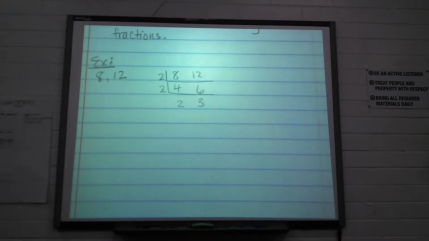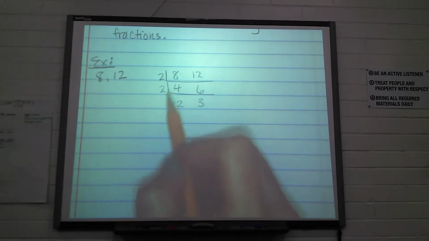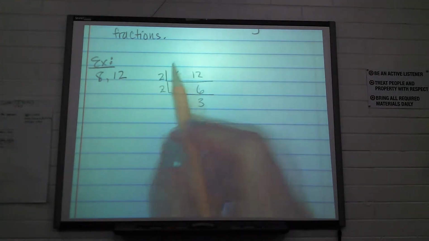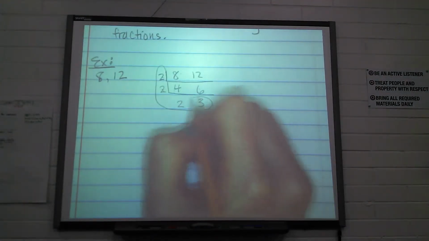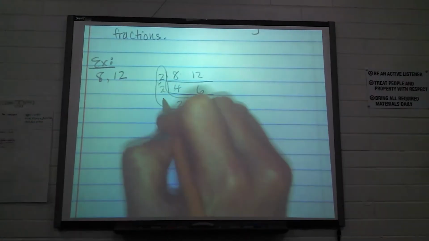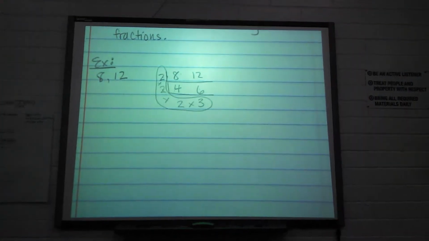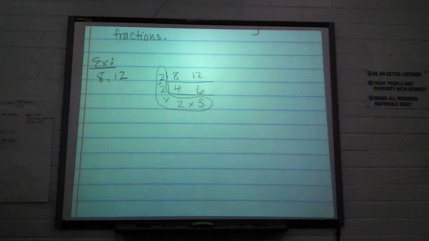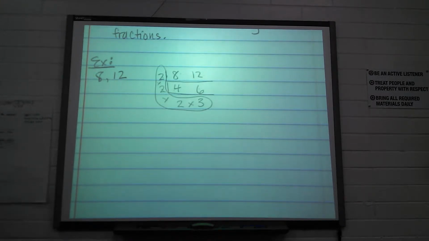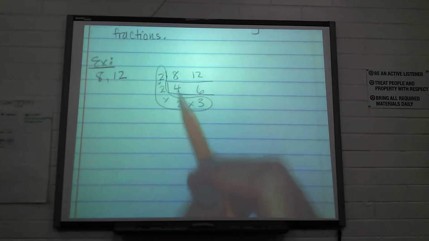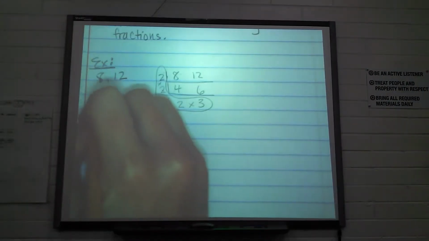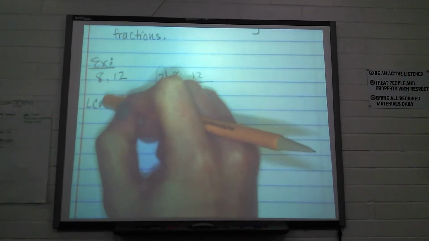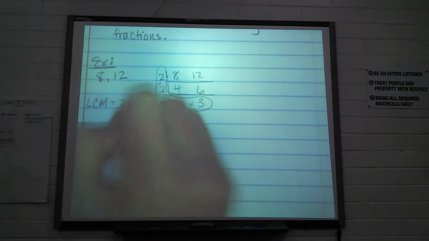Now, when we found greatest common factor, we multiplied these side numbers. To find least common multiple, we're actually going to multiply all of the outside numbers. So 2 times 2 times 2 times 3. And if you notice, what shape does that form? That's right, it forms an L. So L for least common multiple. So 2 times 2 is 4. 4 times 2 is 8. 8 times 3 is 24. So the least common multiple between 8 and 12 is 24.